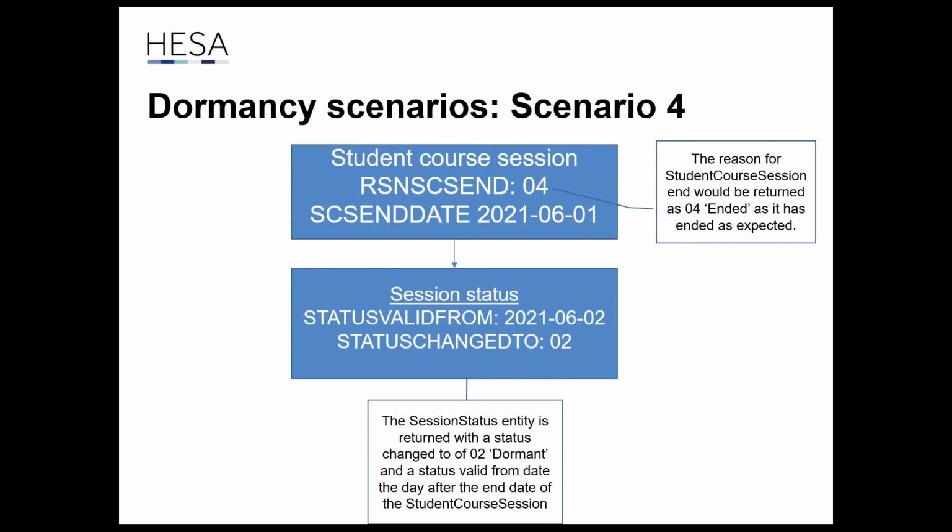And what that's telling us in the data is the student has finished this student course session, but we're not expecting them to come back in the next reference period. So as with the other examples, we don't need them to return that student again until they do come back to study or the provider knows they will not be coming back to study.